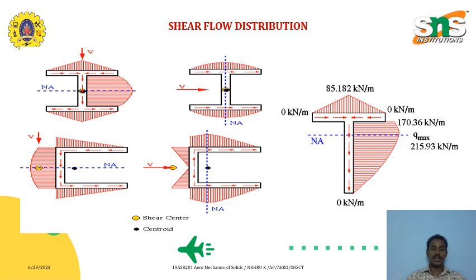Shear flow distribution. And coming to the channel section, with vertical load and horizontal load, the load flow and shear flow distribution are represented here. Whereas in the T section, the load is acting in the vertical direction, and both the top and bottom flanges take both the shear and the bending stresses, right?